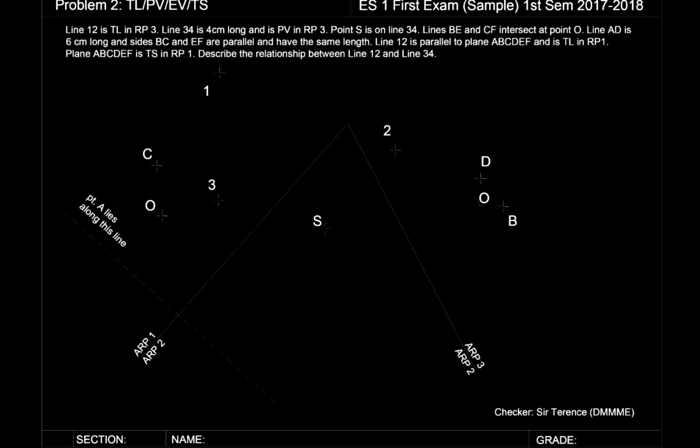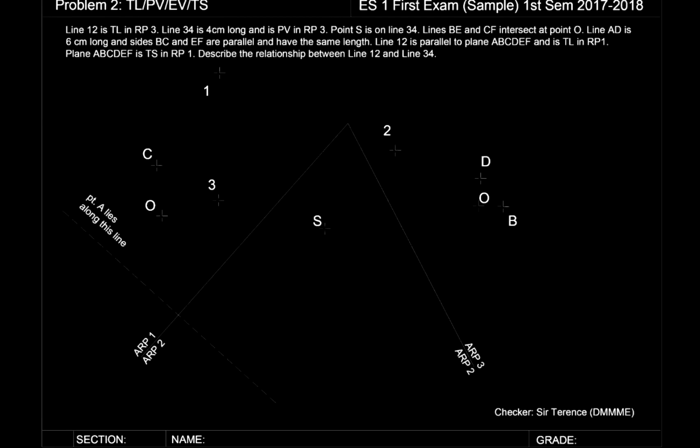okay. So this is a problem from 2017. Tapos we have, this is for true length, point view, edge view, and true size. And we have a problem wherein meron tayong mga sets of instructions, no? We have numerous instructions. Tapos, eventually we will end up with a lot of lines and planes. Tapos, ang final natin na ipapadescribe is ito, no? Which is yung relationship between line 1, 2, and line 3, 4.